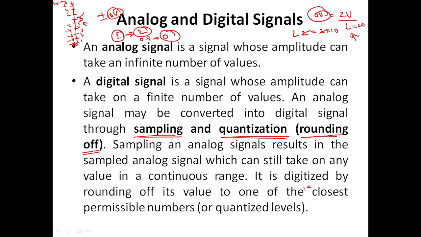L is the number of levels. L equals 10 means here you see minus 10 to minus 8 is one interval, the second interval, third interval, fourth interval, fifth interval. On the positive side also you will have 5 intervals. 5 plus 5, 10. If you want 20 intervals, everything is the same, so your delta V would become 2 into 10 divided by 20, which is equal to 1 volt.